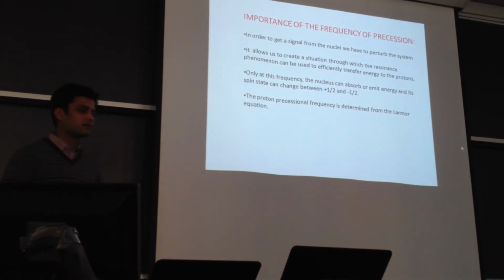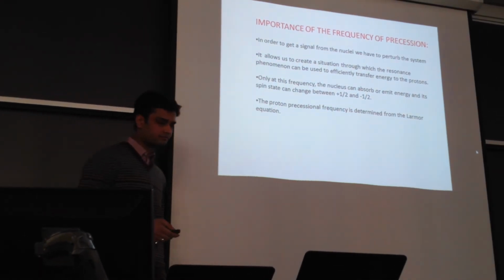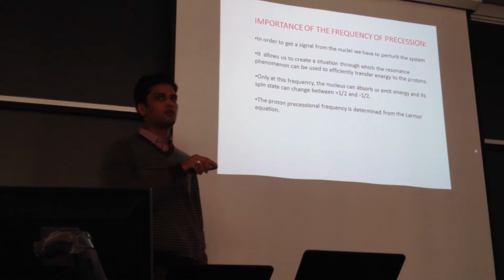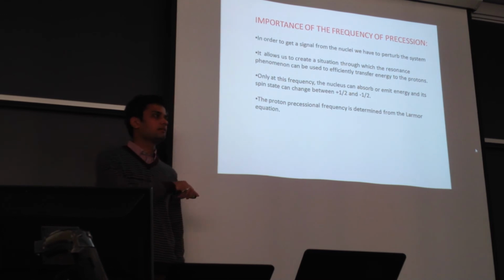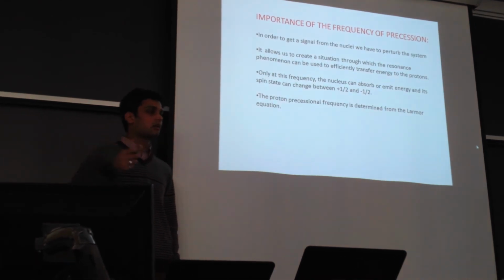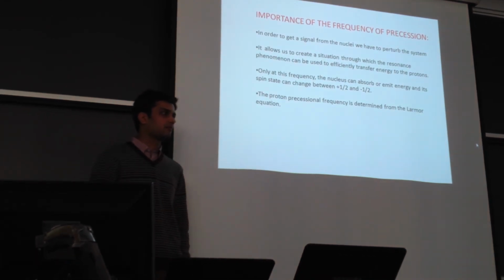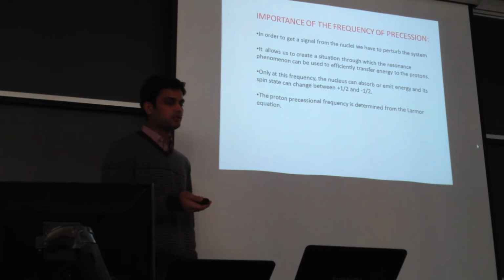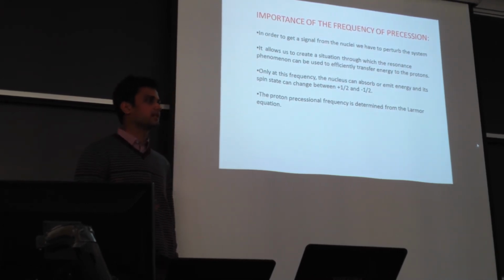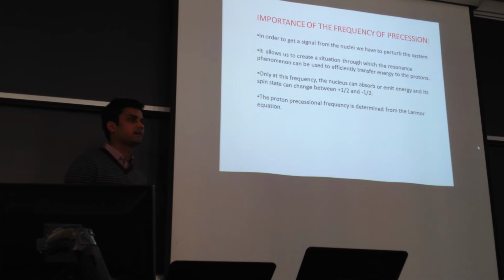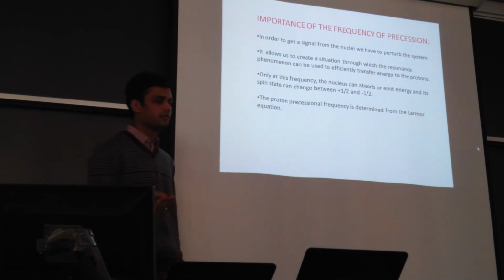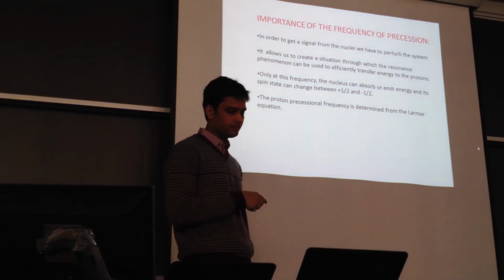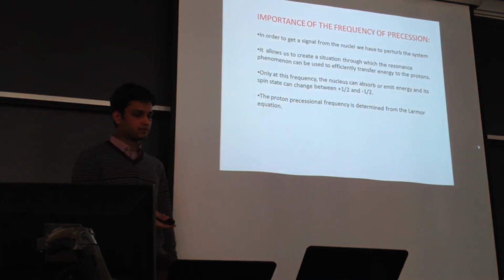So why do we care about the frequency of precession? Up to this stage, we have got all the protons in the direction of the main magnetic field. Now, in order to get a signal from them, we have to do something. We have to perturb the system. We have to disturb the system such that we get a response back that we can record and form an image. So this frequency of precession is also known as the resonance frequency.